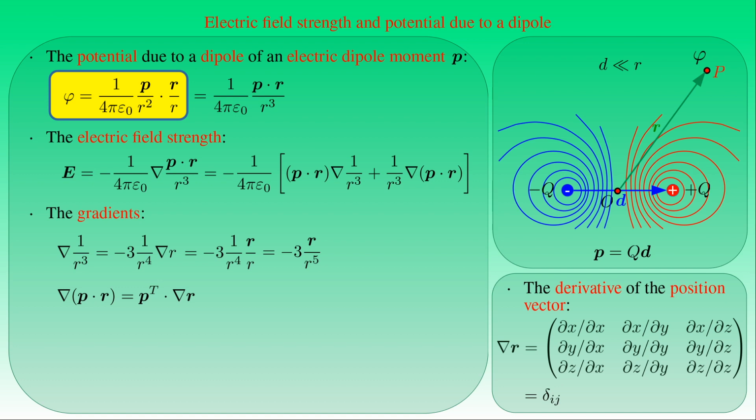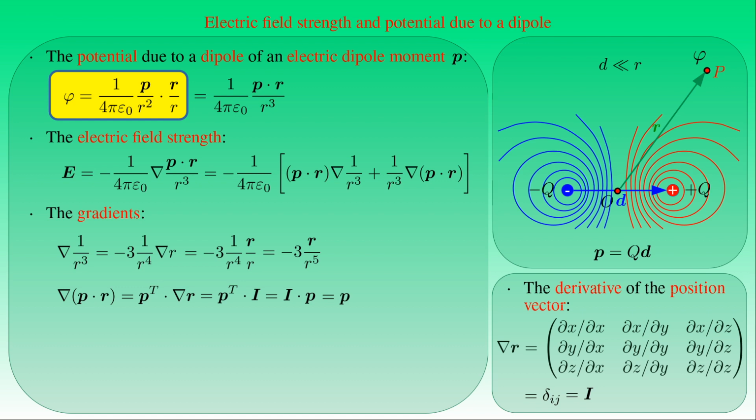Since the Kronecker delta represents the components of the unit matrix I, the gradient of the scalar product can be written as p transpose times the unit matrix I. It is also equal to I times p because the unit matrix I is symmetric, and the product gives the electric dipole moment p itself.